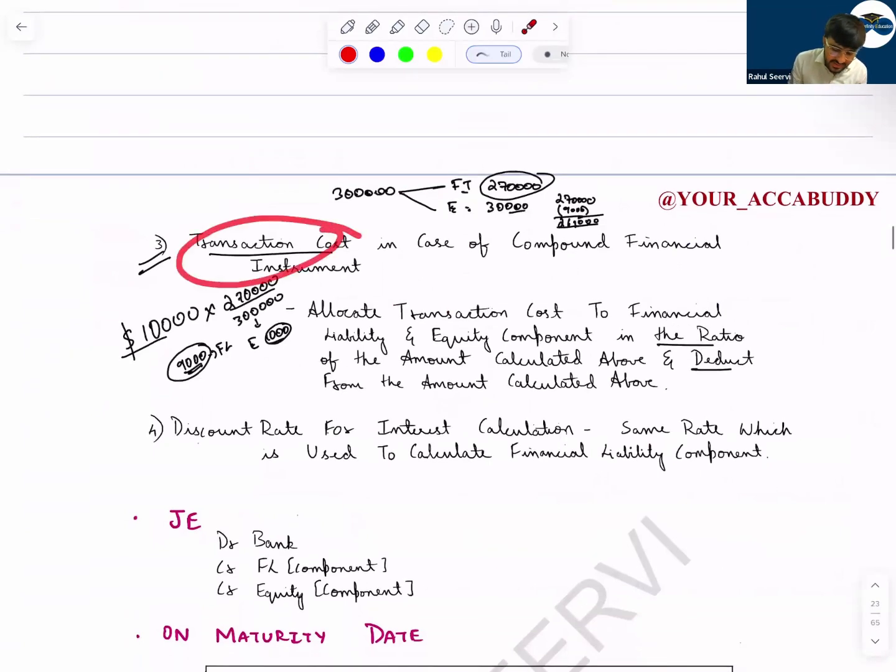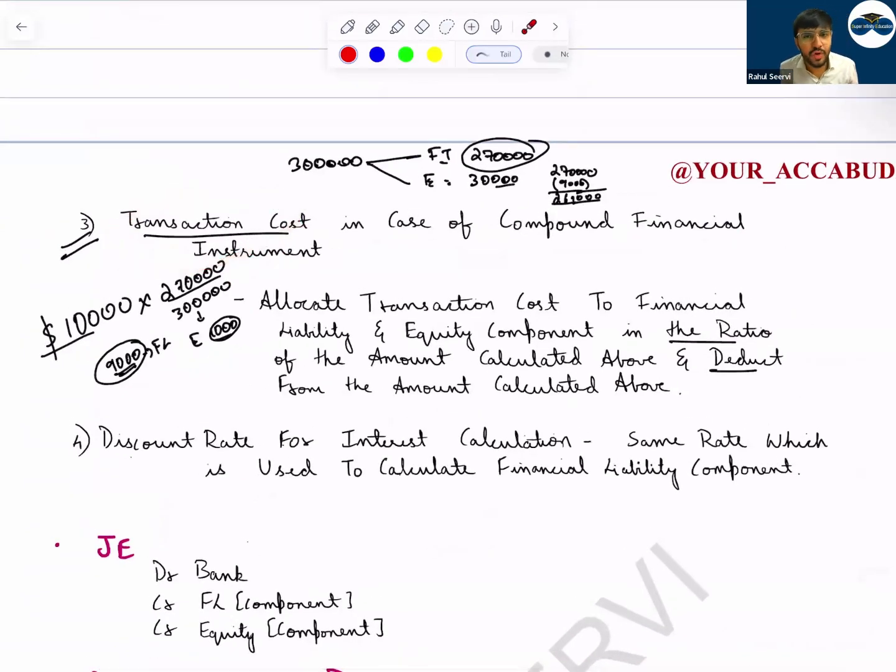And then I mentioned transaction cost. In case of transaction cost of a compound instrument, what should you do? You should allocate transaction cost to the financial liability and equity component in the ratio of the above amounts which we calculated in step number 2 and step number 3. Then deduct it from the amount calculated above and record the initial value. The discount rate for unwinding will be the rate which you have used for discounting, that is the market rate without conversion option. I mentioned this part is very important for your MCQ.